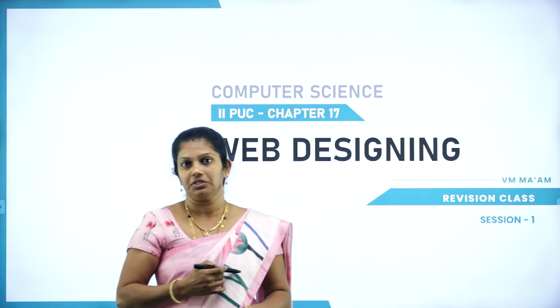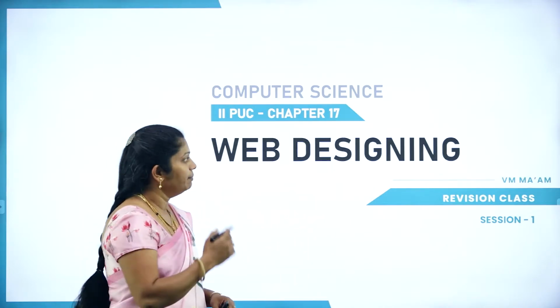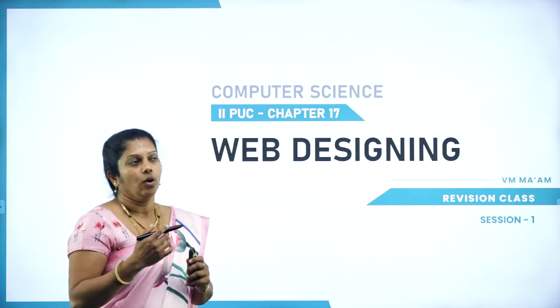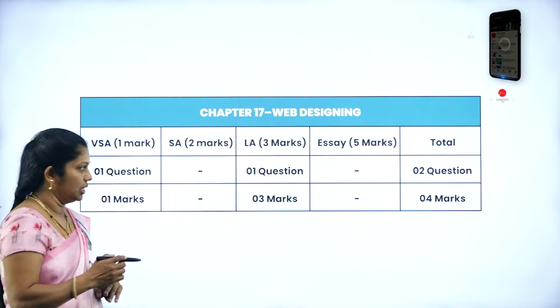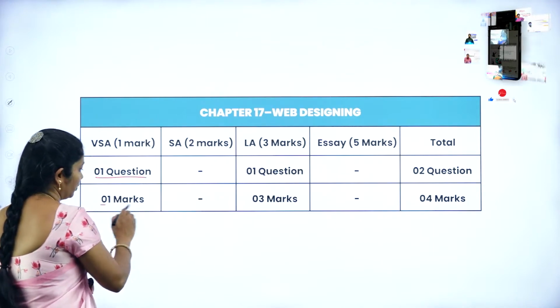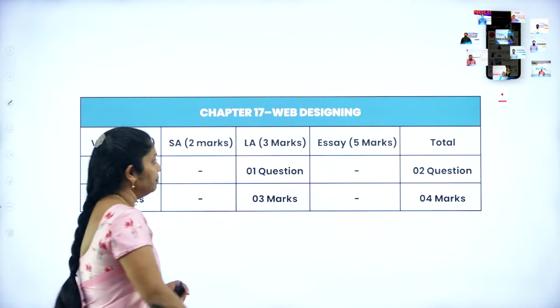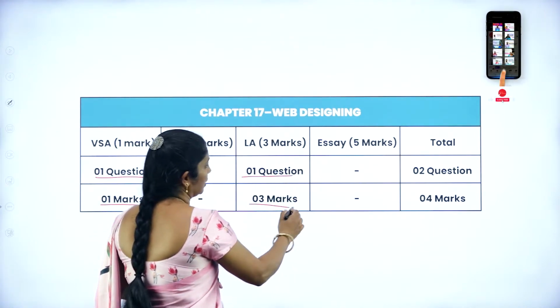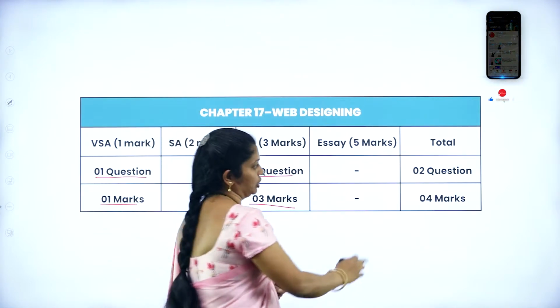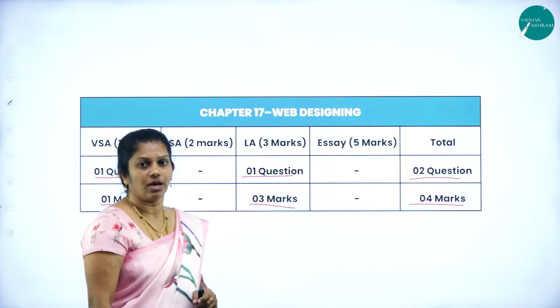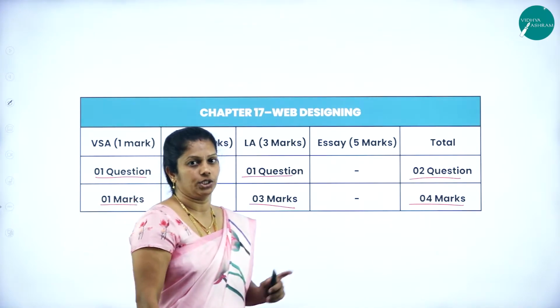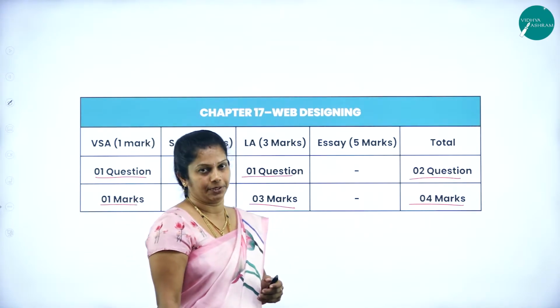Today, I want to start with a revision class on web designing. In the annual exam, from this chapter, you can expect two questions. In part A, one question for 1 mark, as well as in part C, one question for 3 marks. Total 2 questions, but the total weightage of this chapter is 4 marks. 1 mark, 1 question, 3 marks, 1 question you can expect from this chapter.